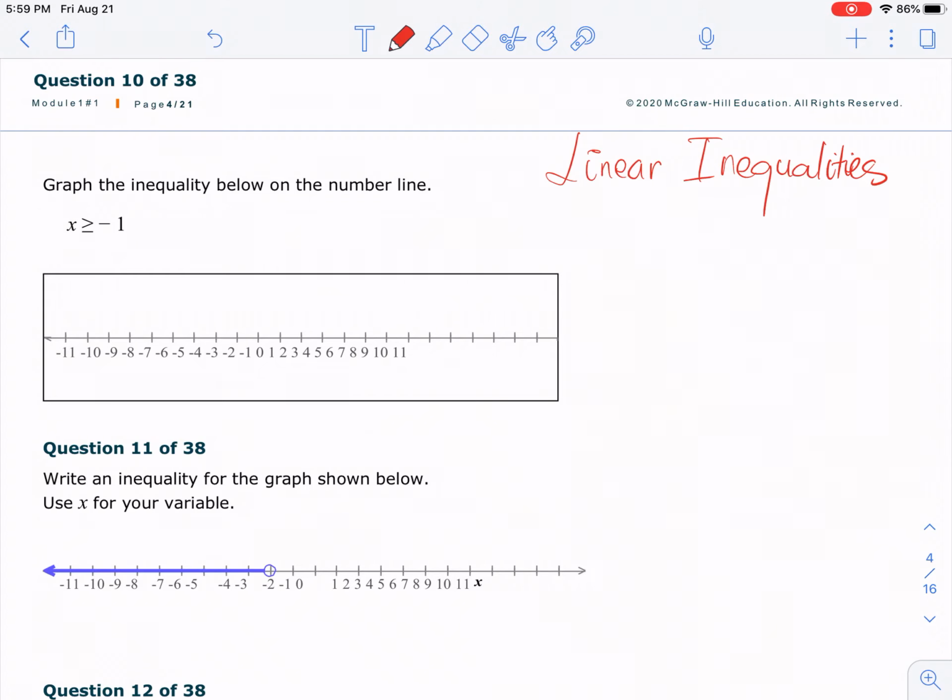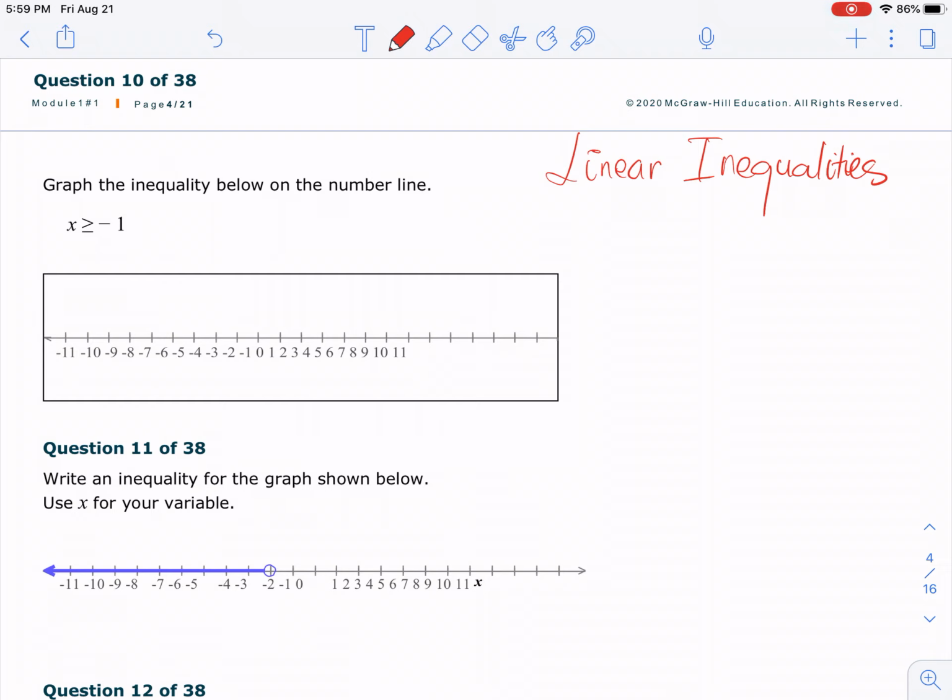Now let's review linear inequalities. For linear inequalities, we're talking about a set of numbers. So it's not just x equals 1 or x equals -1. We talk about x greater than or equal to -1, which is many numbers. So greater than -1 could be 1, could be 0, 2, 3, 4, 5, and so on.